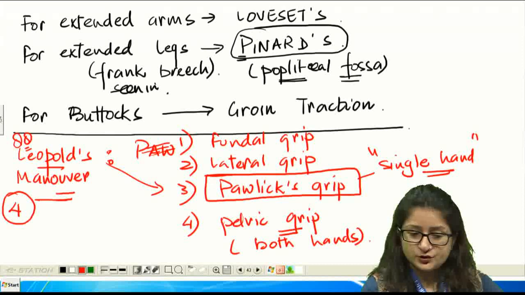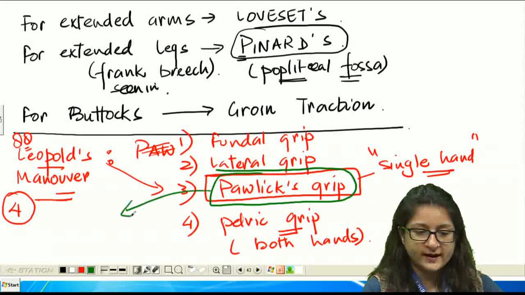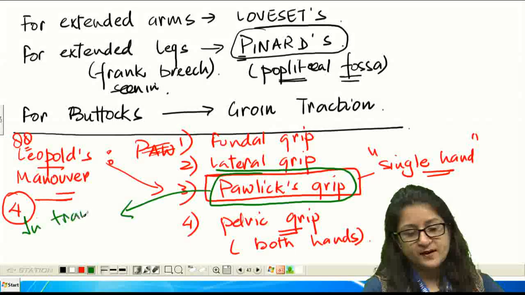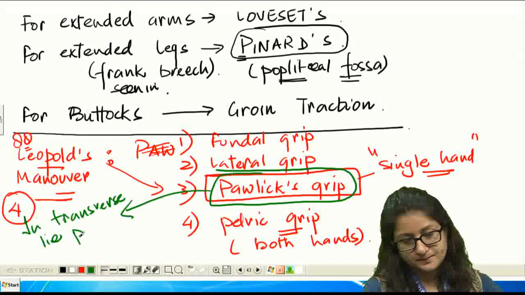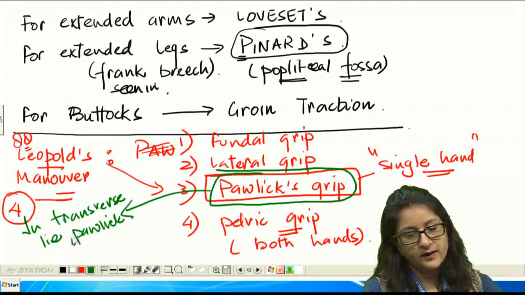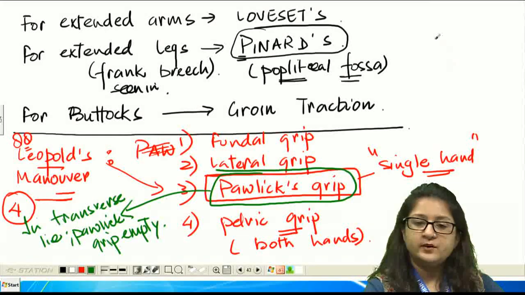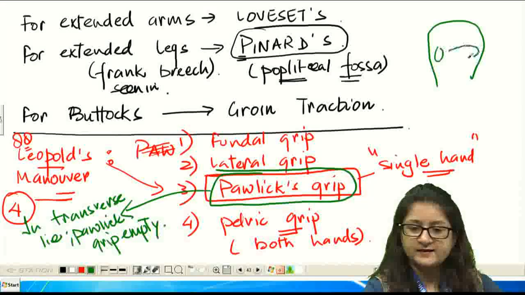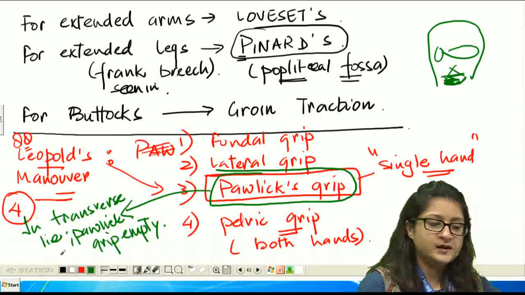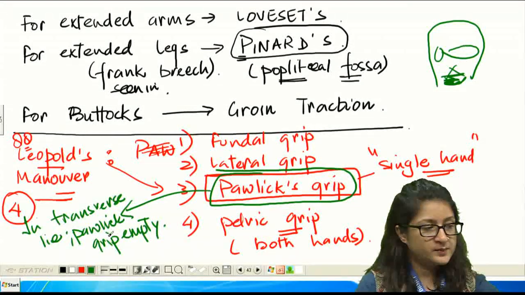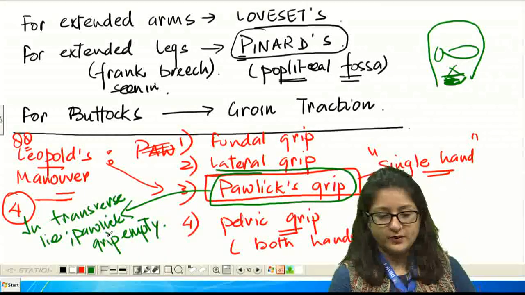Another important point that you should remember about the pollic grip is that in transverse lie, the pollic grip is empty. Okay, in transverse lie, the pollic grip is empty, because the fetus is lying like this and the pollic grip is performed here. So this grip is empty. This is another important point to remember.